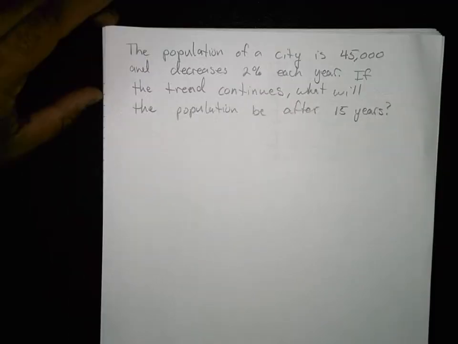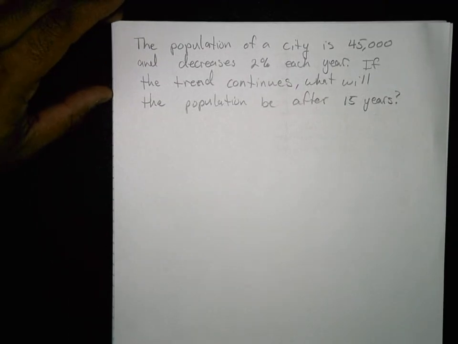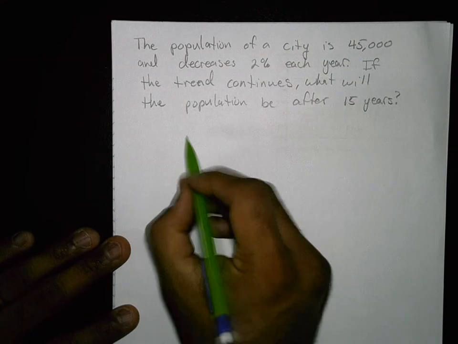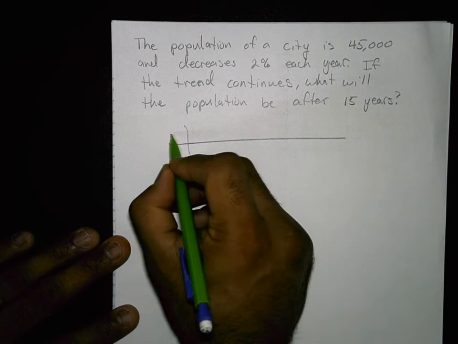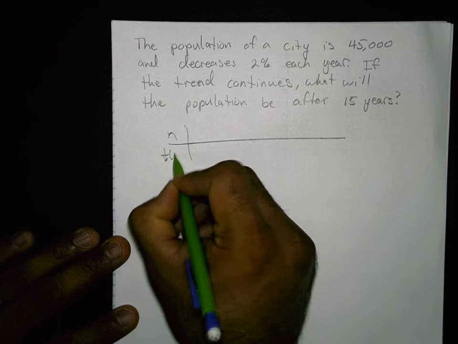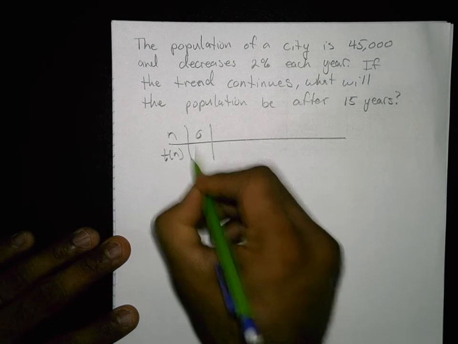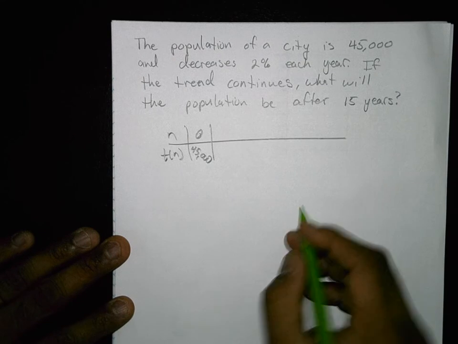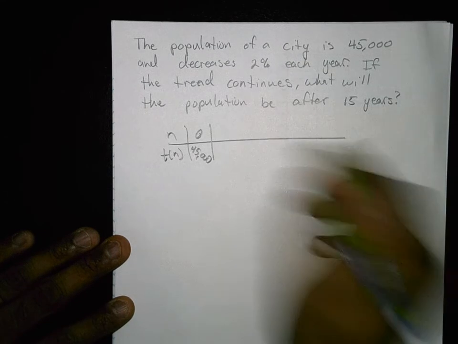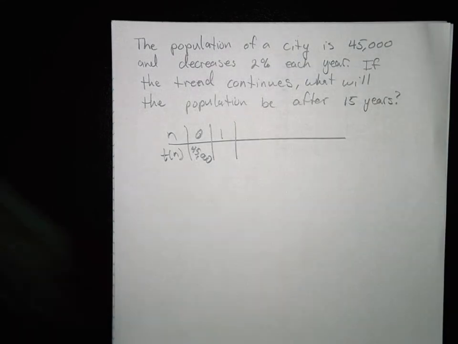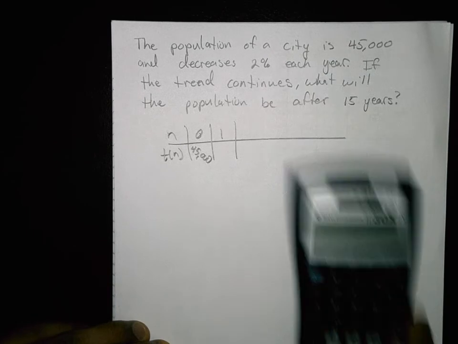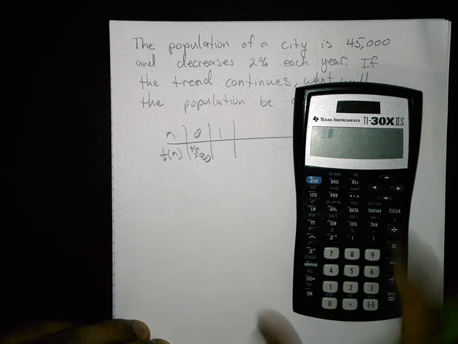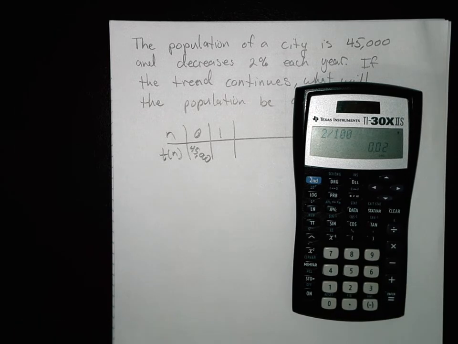So now let's look at a situation where it decreases. We'll go a little bit quicker here. So the population is 45,000. We'll call this n and T of n. So it starts at 45,000, and then it decreases by 2%. So what I'll do is find out what 2% is. 2 divided by 100, that's 2% as a decimal, 0.02.